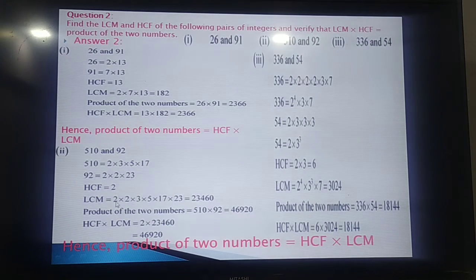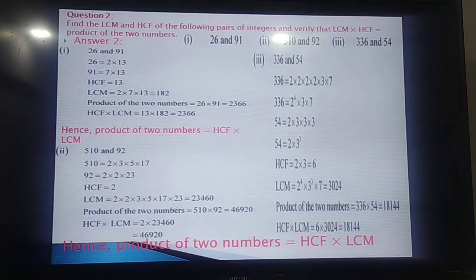And to find the LCM, what we do? First of all, we write the common factor, that is 2. And then the uncommon factors: 3 into 5 into 17 and 2 into 23. So we write 2 into 3 into 5 into 17 into 23. This is the common factor; we don't write it double. Remaining are 3 into 5 into 17 into 2 into 23. That gives 23,460, which is the LCM.